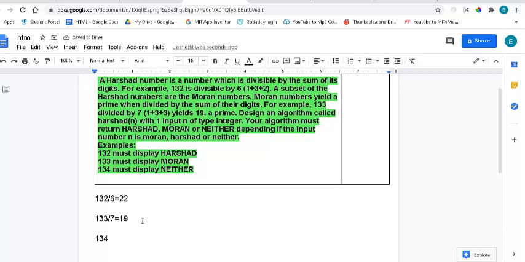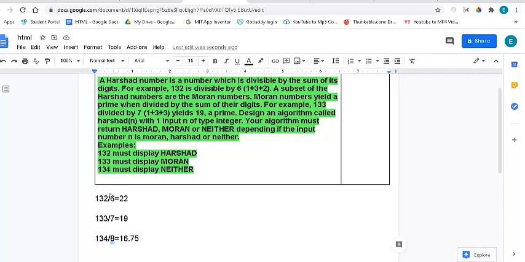1 plus 3 is 4 plus 4 is 8. So if I divide 134 by 8, we get 16.75. This means that it's not divisible by 8, which is the sum of the digits, so this number is neither. So this is what exactly we have to do.